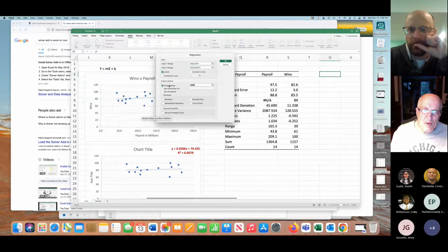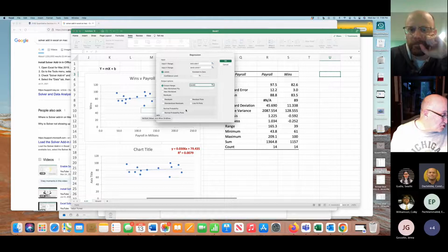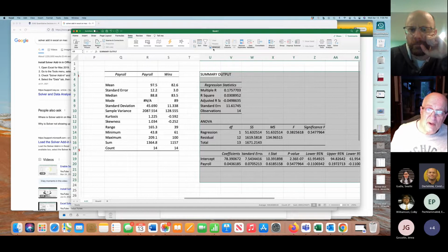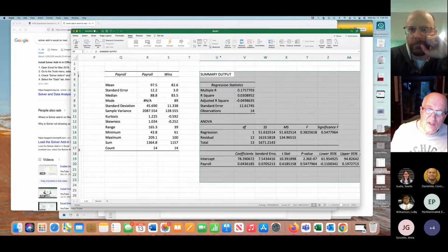I click on output range, and where do I want to put it? I do want to put it right there, which is U3. And I don't need any of these residual analysis. It's too short a section on regression to get into any of that stuff. So I click OK, boom. Now it gives me all kinds of stuff.